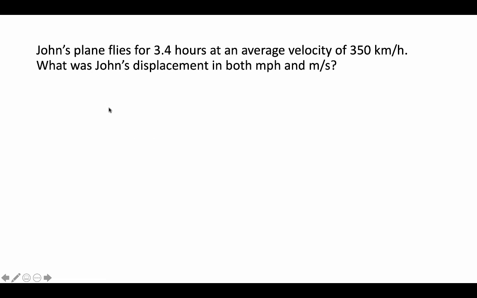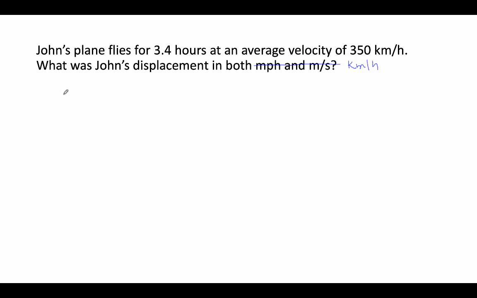John's plane flies for 3.4 hours at an average velocity of 350 kilometers per hour. What was his displacement in both miles per hour and meters per second? For the sake of time, let's just do kilometers per hour. So we're looking for his displacement.